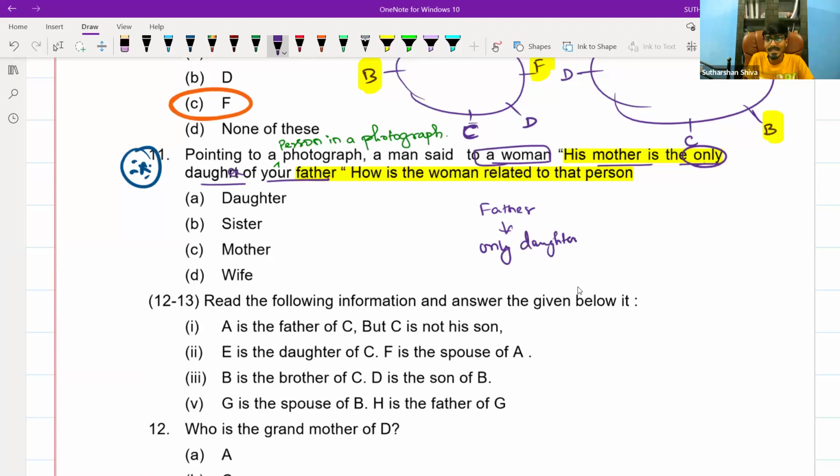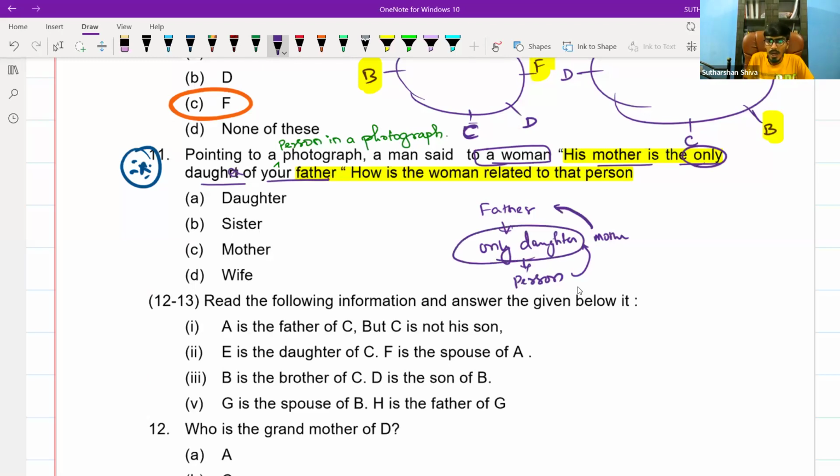You should read it in reversal order. His mother, that is persons. Now read it from the first line. His mother is the only daughter of your father. So this is your daughter.